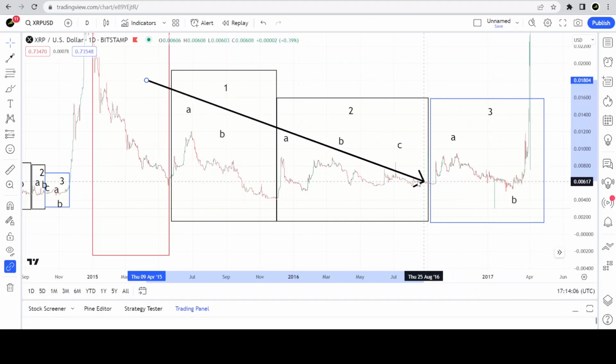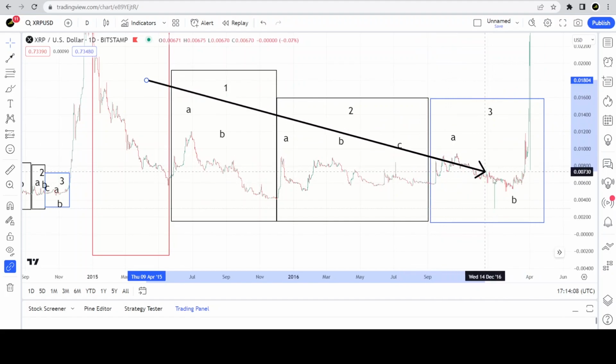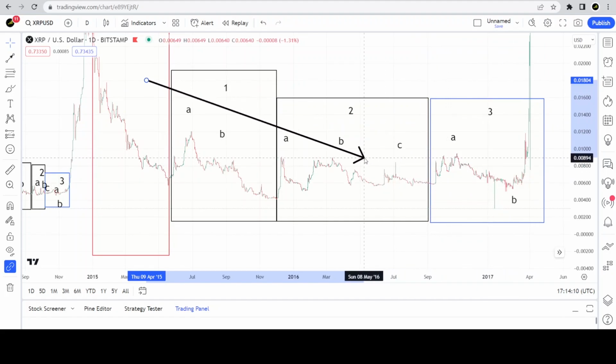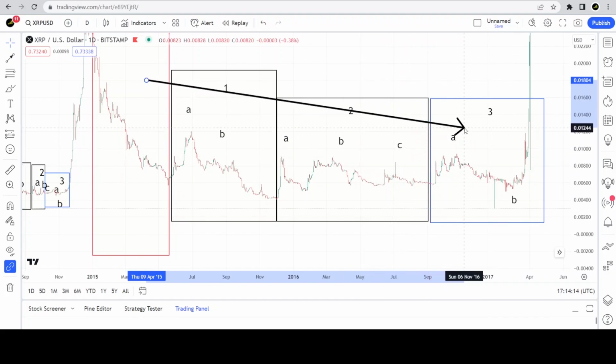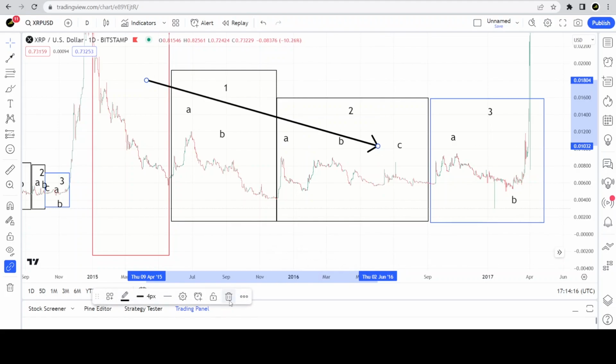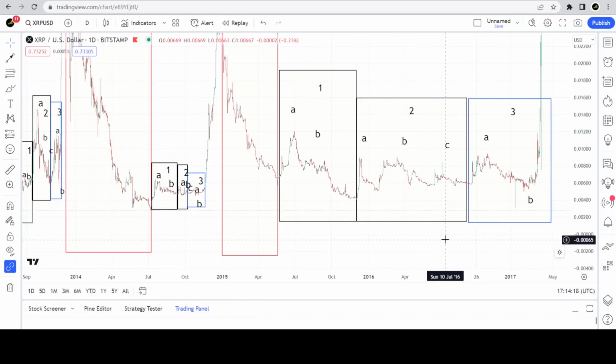And then it's going to stall out and potentially go into something like this. So this is the third fractal. We have never, ever skipped this third fractal yet. So I don't think we're going to skip it.